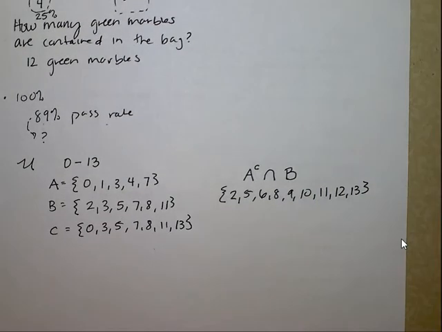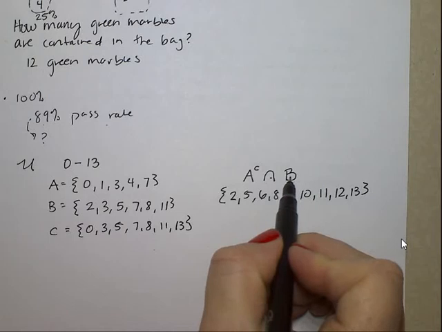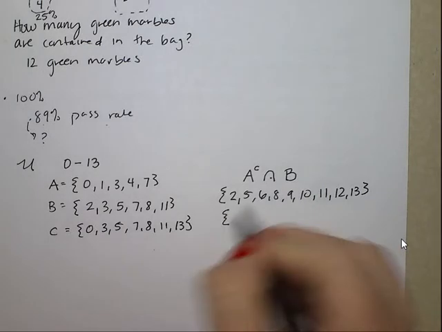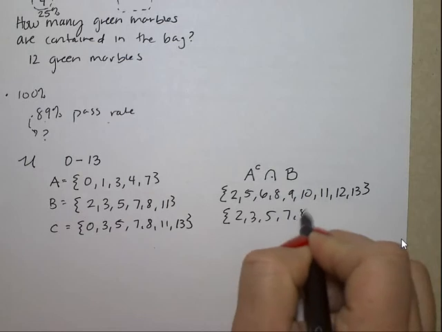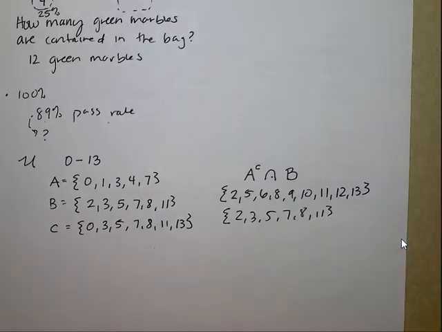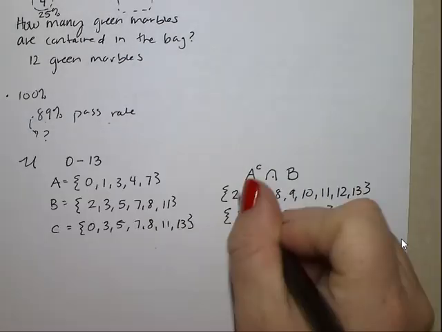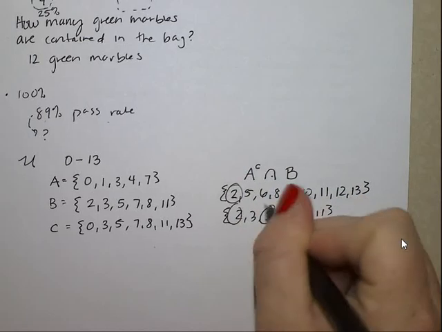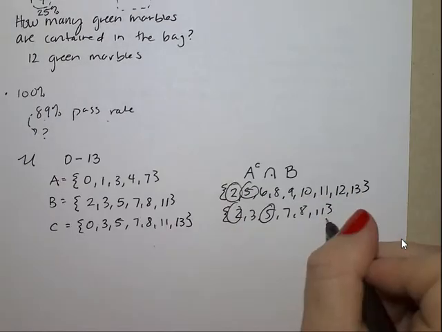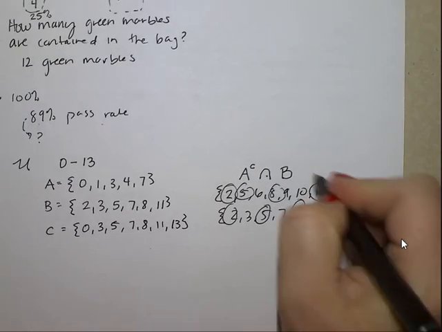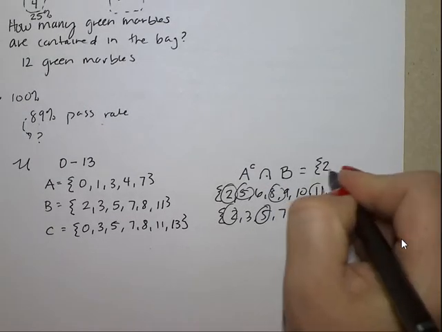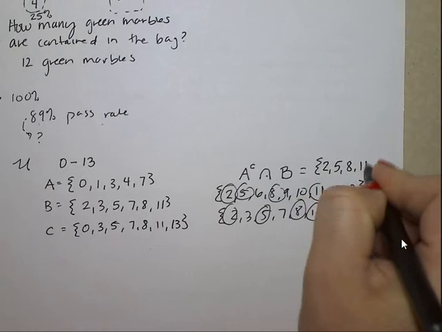Now I want to intersect that with B, so I'm going to put B right below it because of spacing: 2, 3, 5, 7, 8, 11. Intersect means what do they have in common? They both contain 2, they both contain 5, they both contain 8, and they both contain 11. The answer to this is 2, 5, 8, and 11.